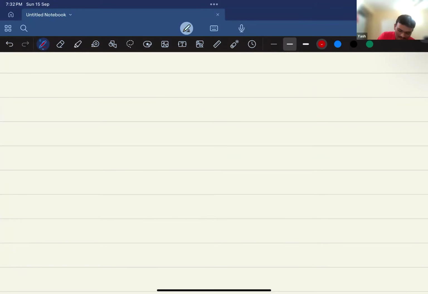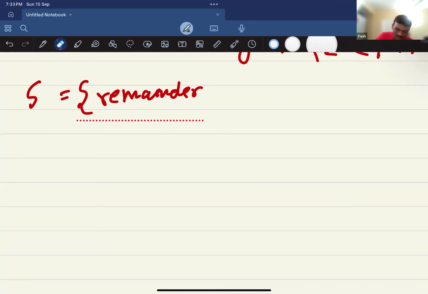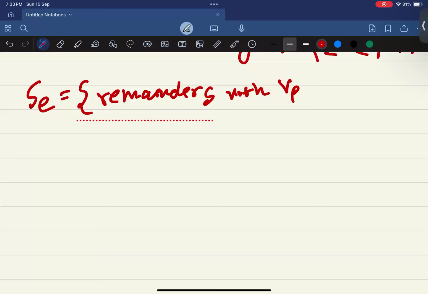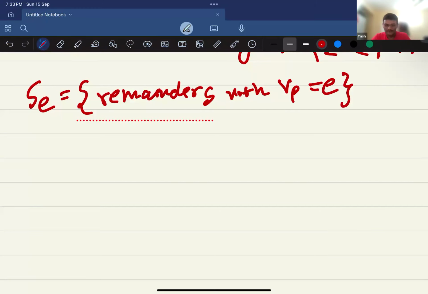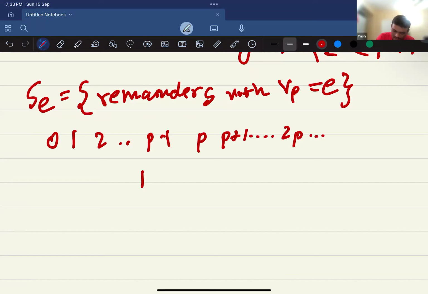So basically, you consider the set S_e, which is nothing but remainders with v_p equal to e. Wait, I think I've used k again, so let me change that. Everyone knows what v_p is? Yes. Okay, this might be a bit abstract, so I'll give an example. If I consider p squared, what are the elements? The elements are precisely 0, 1, 2, ..., p minus 1, and then p plus 1, ..., 2p, and then similarly, if you go on, you'll get elements till p squared minus 1.